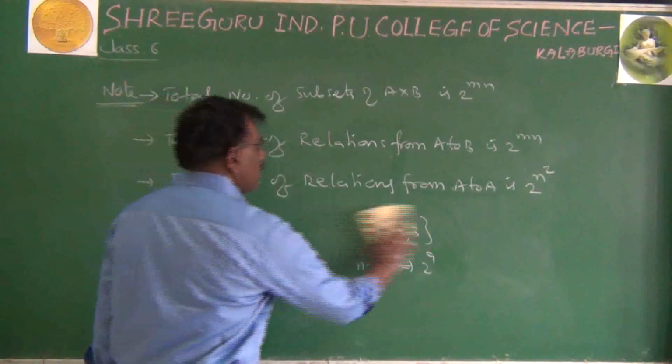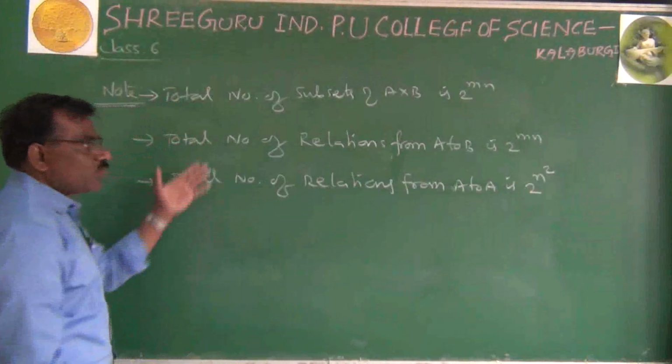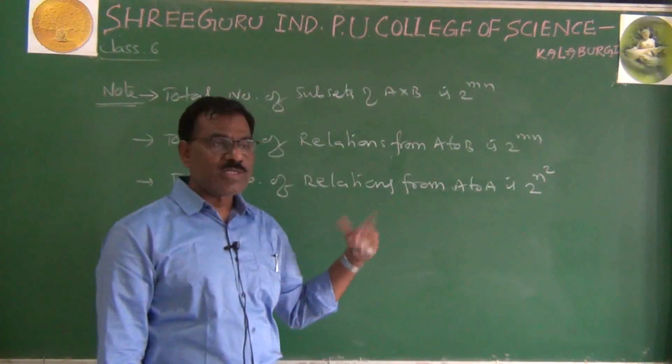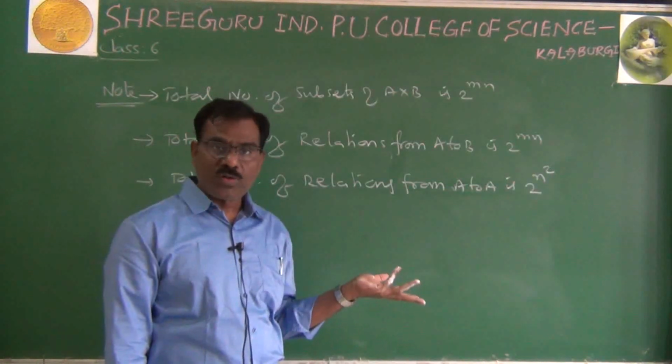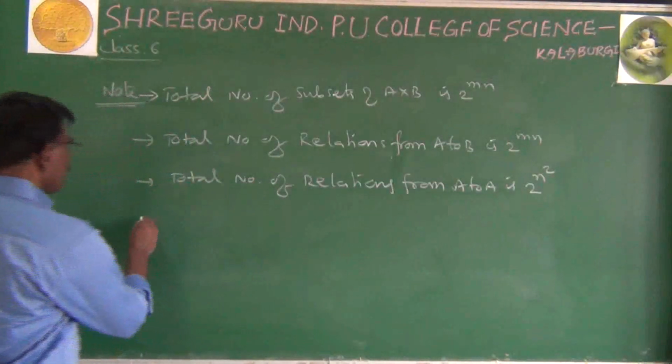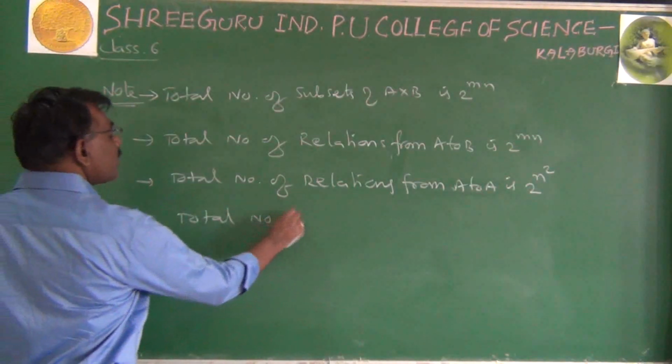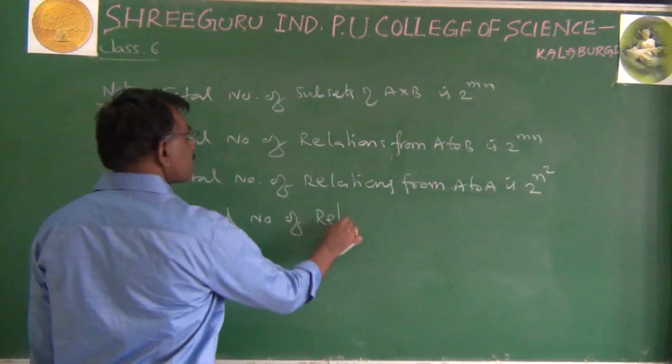From A to A, but earlier, two sets A and B were there. Here only one set, so 2 to the power n square, or even you can write 2 to the power m square. No problem. Okay.